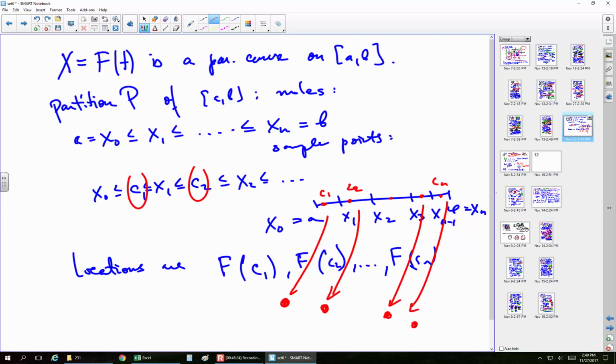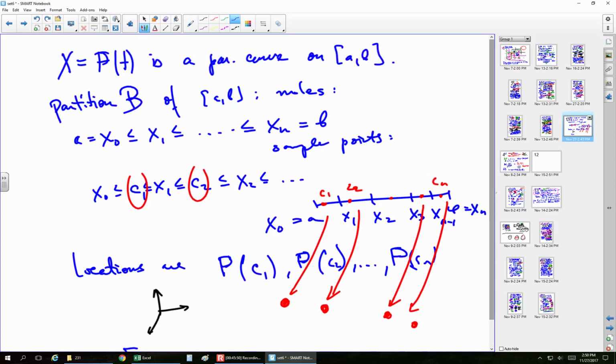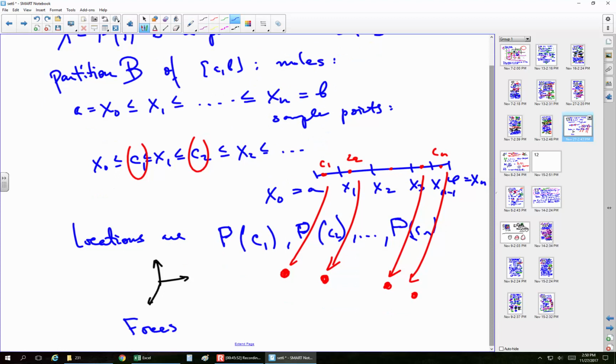So we're moving through our space, which could be two or three dimensional. And finally, we sample the forces. So these are the sample locations, and forces are also sampled. So the forces, the vector field, will be F of P(c1), up to F of P(cn). Okay, we'll finish it.